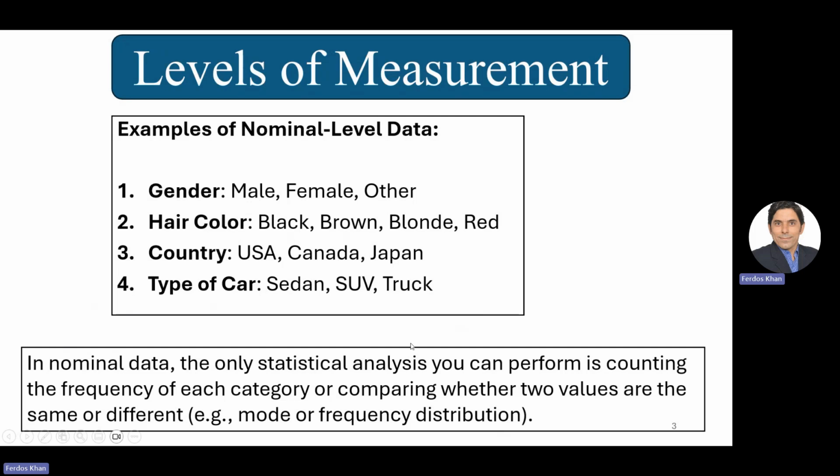In nominal data, the only statistical analysis you can perform is counting the frequency of each category or comparing whether two values are the same or different, e.g. mode or frequency distribution. This does not mean that you are comparing individual values; you can compare their frequencies, that is, which category is higher in number. You cannot compare individual categories, as we already said, red is not greater than blue. So you can compare only in the number of frequencies of different categories.